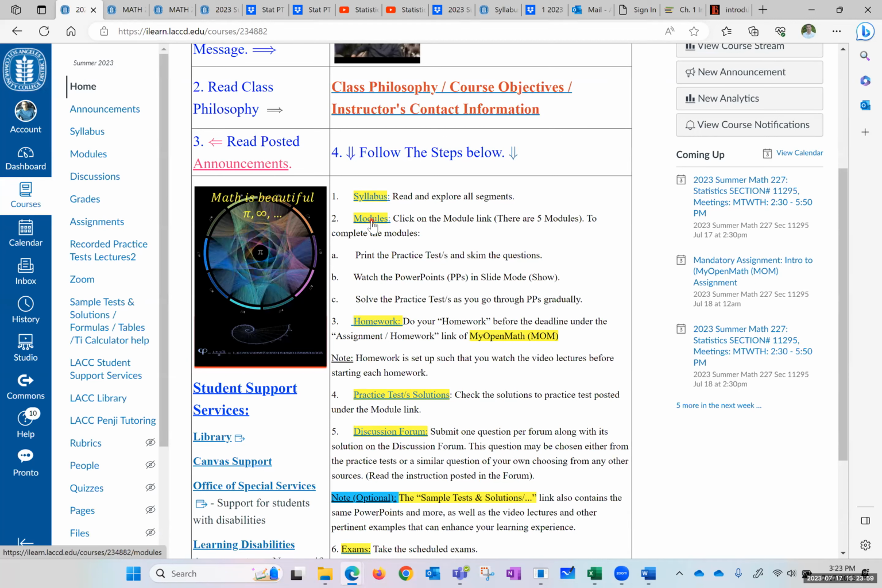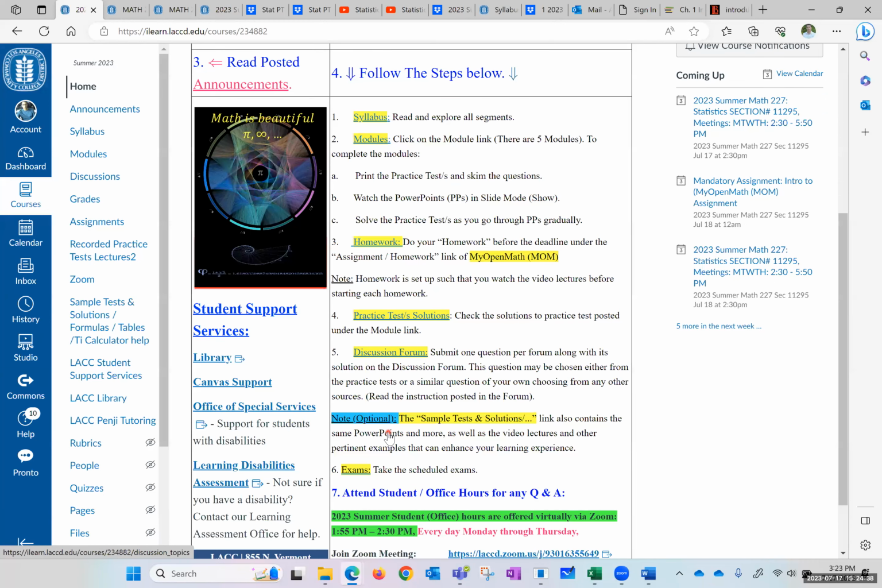Under the modules, we can find the information about My Open Math. We can print the practice test, watch the PowerPoints. And remember, when you're in MOM, that may be good enough for you that you don't need to do the PowerPoints here. However, the practice test, I can't emphasize this enough, you have the practice test as well as the solutions, as well as the recorded solution, and you really need to pay attention to that. The discussion forum, there are a couple of discussion forums that are general, such as student bio and frequently asked questions. The rest of them, each one is worth 20 points.